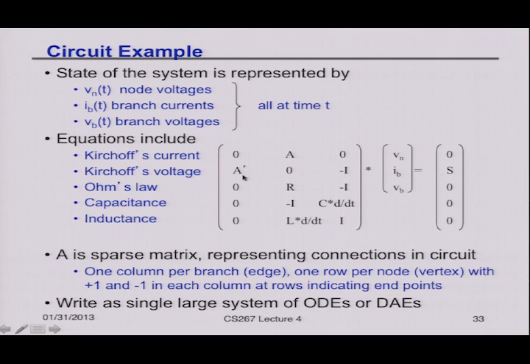The next one is the voltage law, and it's simple. It says that the voltage along an edge is just the difference of the voltages at the endpoints. So it's the same matrix except it's transposed. And then there's Ohm's law, which says resistance times current equals voltage. That's all natural. And finally, I get to the derivatives where I have capacitance and inductance, and now I have to differentiate currents and voltages, and that's where the differential equations come from. So I can write it down as a single large system.